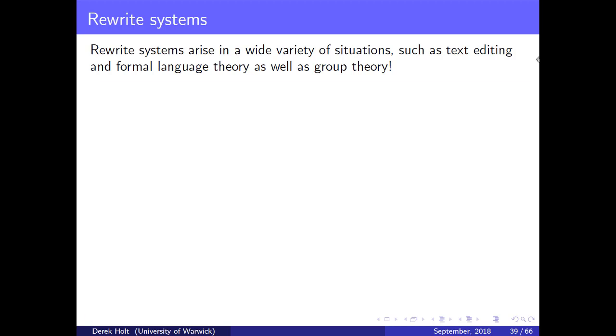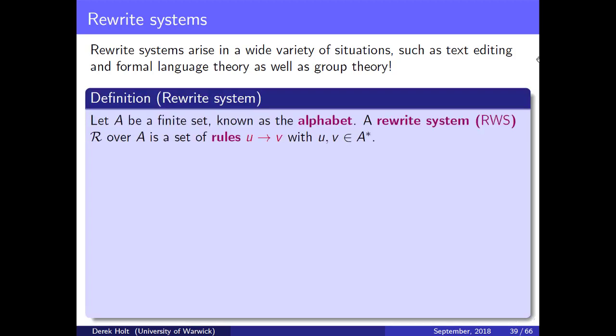So what is a rewrite system? Well, we have a finite set A, the alphabet. Of course, in our context, the alphabet is the set of group generators and their inverses, but for the moment, forget that. A is just a finite set, an alphabet A, B, C, D, E. And so a rewrite system is a set of rules, U going to V, where U and V are words in A star, the set of all words, so it's like A, B, C goes to D, E or something.